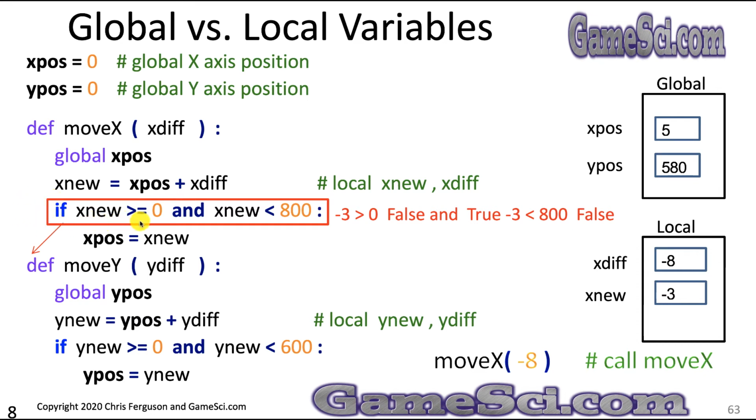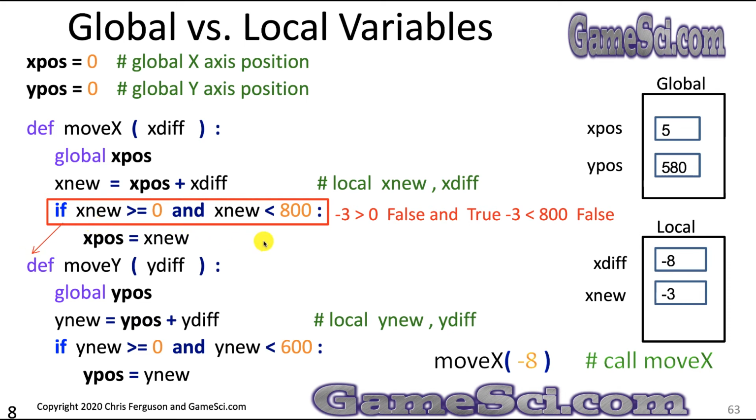If xnew is greater than or equal to 0 and xnew is less than 800, this evaluates as -3 greater than 0, which is false, and -3 less than 800, which is true. Well, false and true is a false statement overall. This if statement is a false if statement. What does that mean? It means skip the indented code.